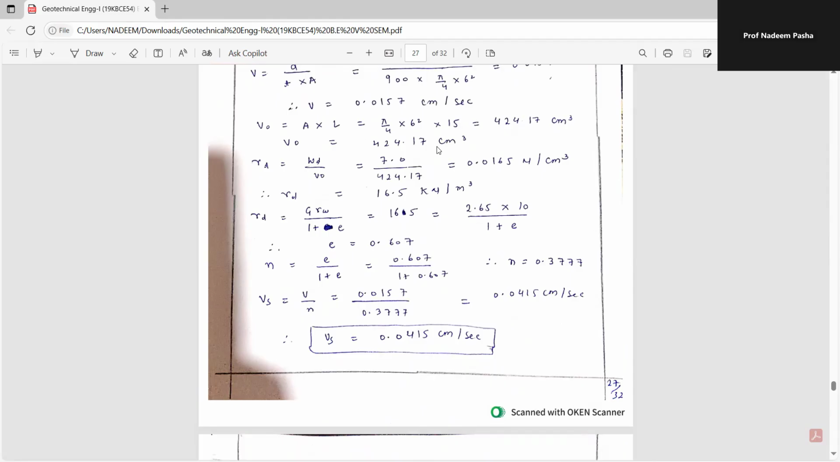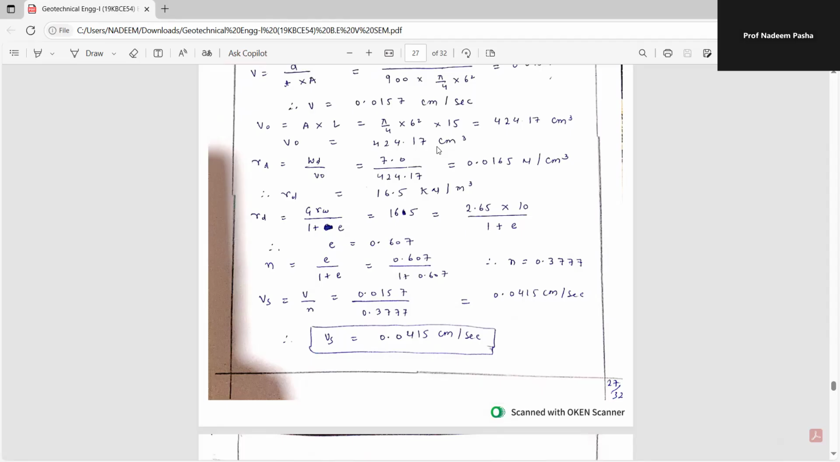And here gamma D is equal to WD by V naught. WD is 7, V naught is 424.17. So this comes out to be 0.0165 Newton per centimeter cube, or gamma D is equal to 16.5 kilonewton per meter cube. Gamma D equal to G gamma W by 1 plus E. Gamma D is 16.5, G is 2.65, gamma W is 10, 1 plus E. So your E comes out to be 0.607.